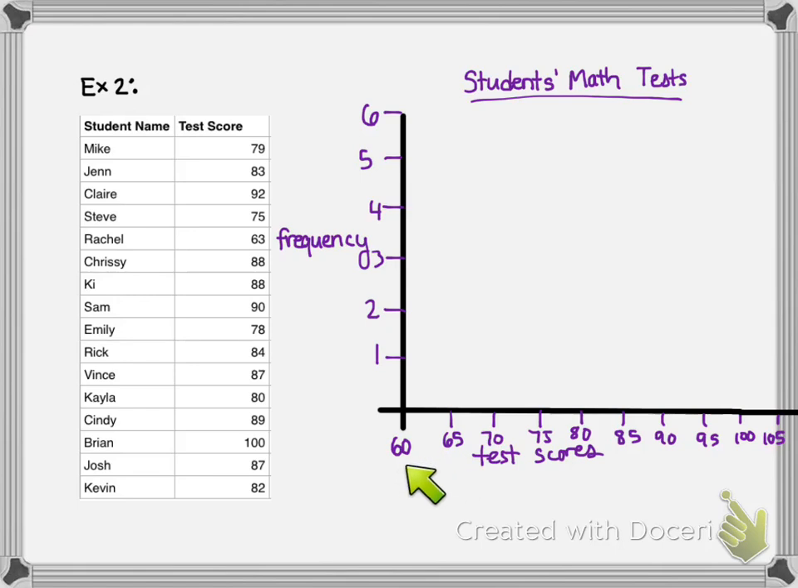So from 60 all the way up to 65. But the one point I want to make is that you never count the actual number that's on the right-hand side of the bar. That's always going to go with the next bar. So we'll do 60 all the way up to, but not quite hitting 65. So in our case, with whole number test scores, we'll do 60 to 64, and then 65 will go with the next bar. So we just want to count up all the test scores that fall between 60 and 64. And thank goodness there's only one.